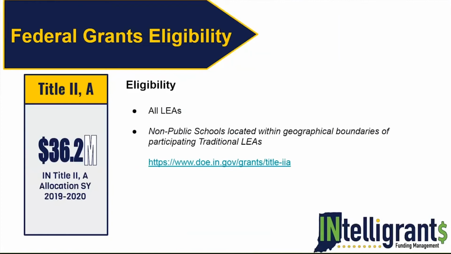Said succinctly, all local education agencies serving students between the ages of 5 to 17 are eligible for Title II Part A funding. Unlike Title I Part A, Title II funding may be used to support activities at any school within a district. Non-public schools are eligible for an equitable share of the allocation granted to the traditional LEA in which that non-public school is geographically located, provided that that LEA chooses to pursue funding.